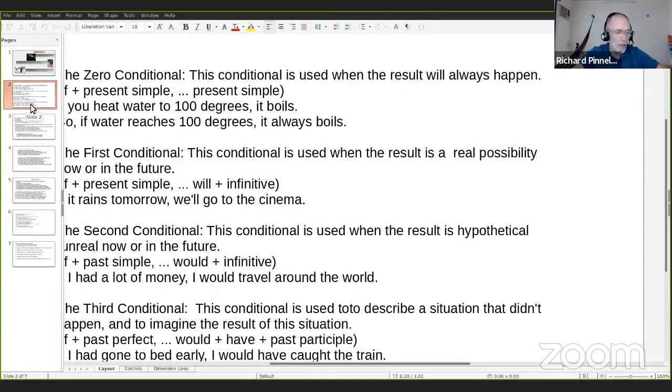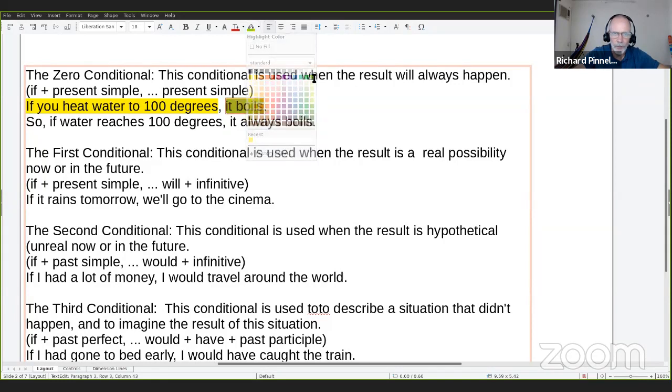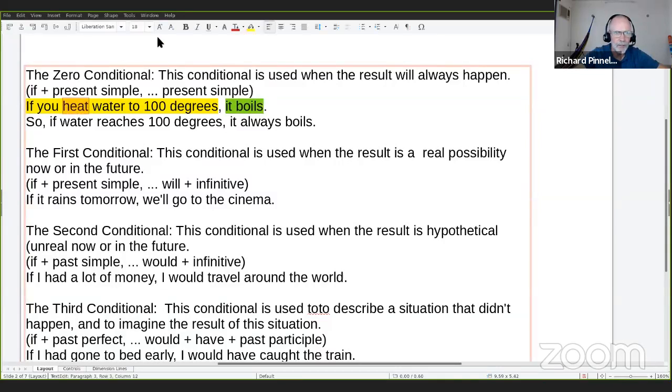I don't know if anybody remembers them from a previous class, but let's just remind you of the rules. The zero conditional is used when the result will always happen. All of these conditionals have two parts. We have a main clause, which begins with if, and we have a result clause. So there are two verbs in there. In this one, the verb is heat. And in this one, the verb is boils.